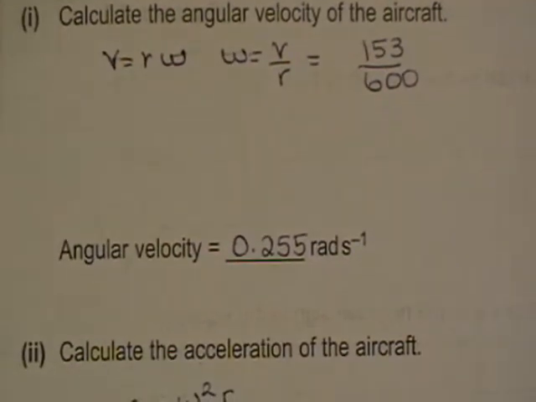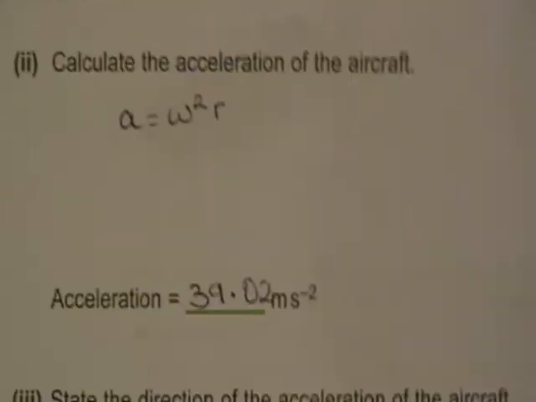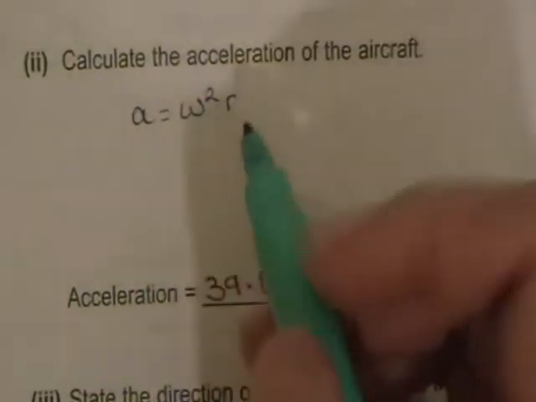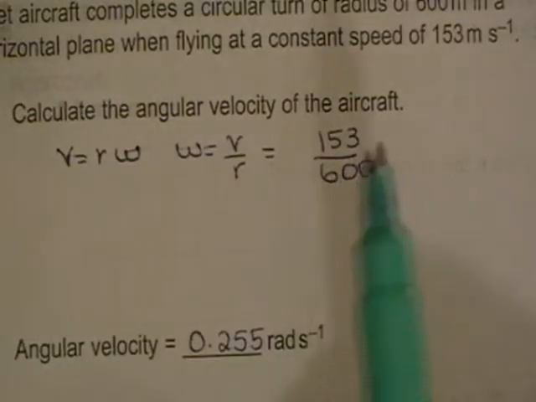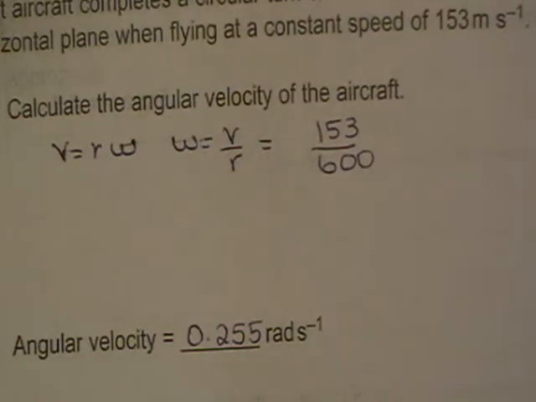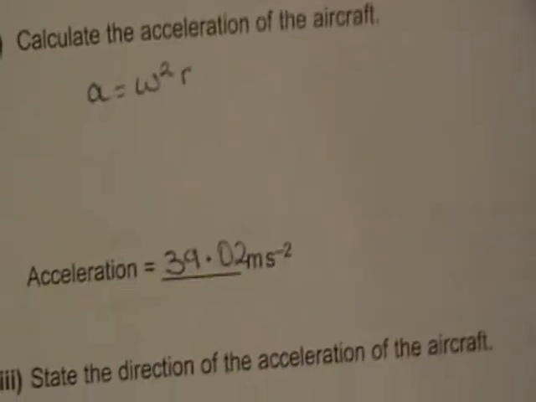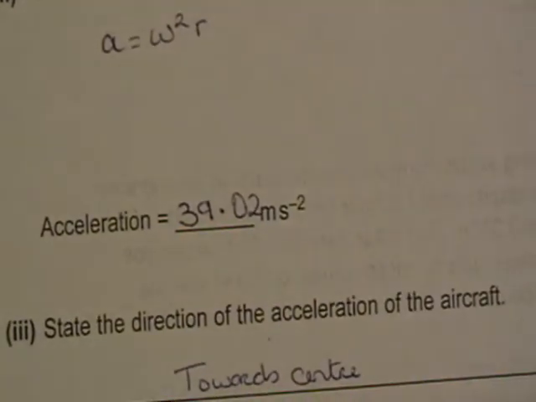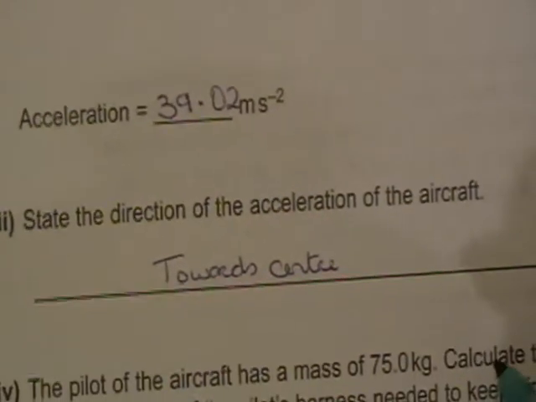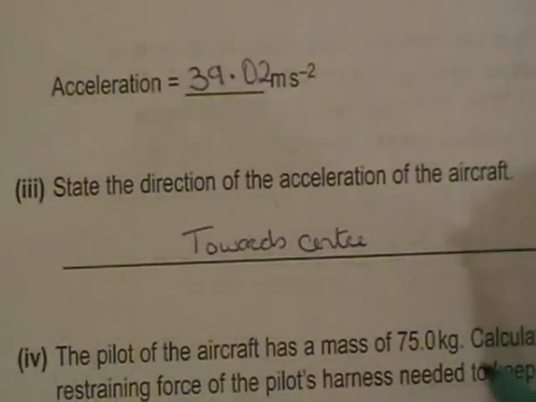Calculate the acceleration of the aircraft, so you just use a is equal to omega squared r, and that's just our omega value from up here squared multiplied by the radius, which is 600 metres, and it comes out as 39.02 m s^-2. State the direction of the acceleration of the aircraft. It is of course towards the centre, so the same direction as the centripetal force.